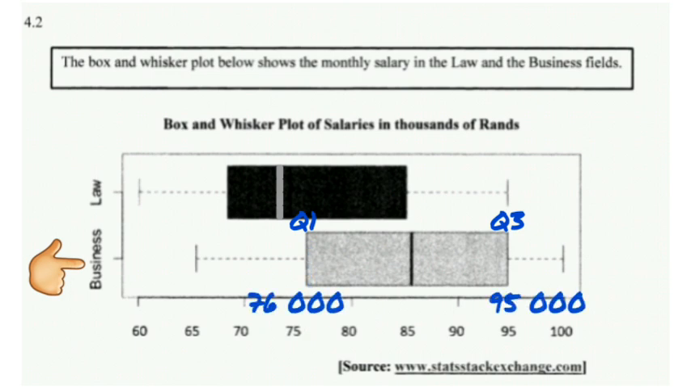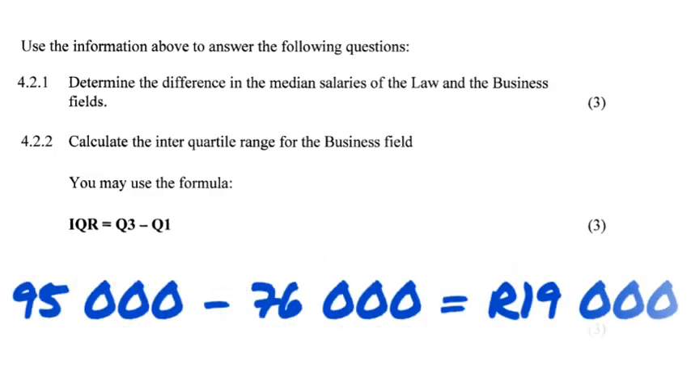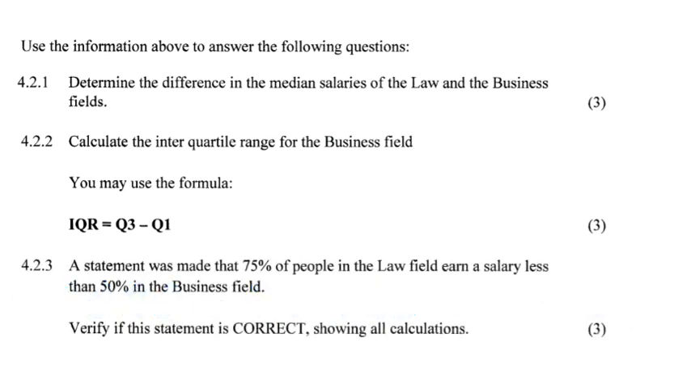So we are going to minus those two amounts together because that's how you find interquartile range. So we are going to say 95,000 minus 76,000, and therefore our interquartile range is 19,000. So that's how you do your interquartile range. It's just a matter of you knowing where is your Q3 and where is your Q1.